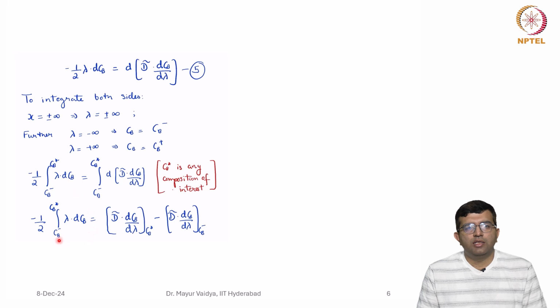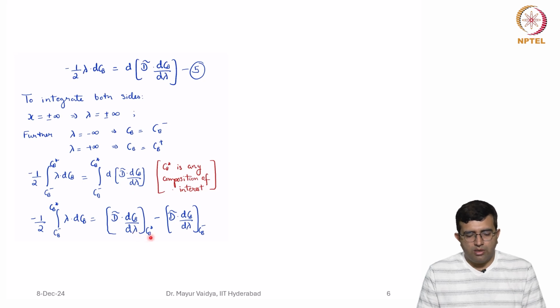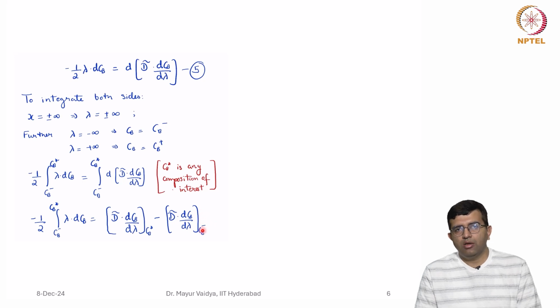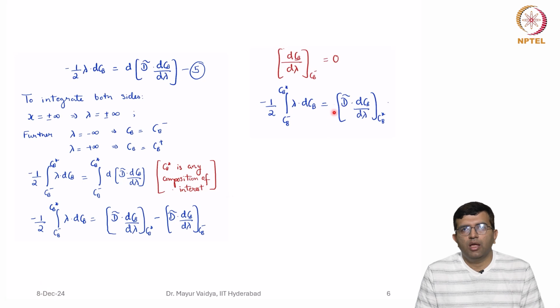Now, Cb minus to Cb star we do, this is the left hand side, lambda dCb, the integral of the differential is the function itself. So, this becomes d tilde into dCb by d lambda at Cb star minus d tilde into dCb by d lambda at Cb minus. Now, dCb by d lambda at Cb minus will be equal to 0.